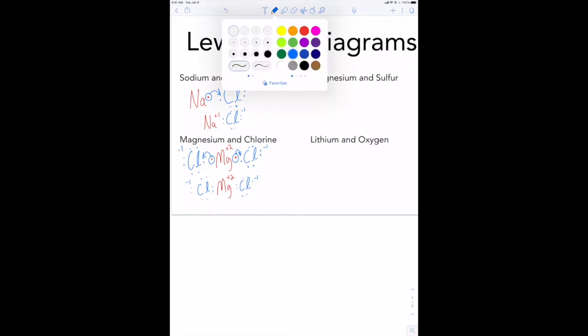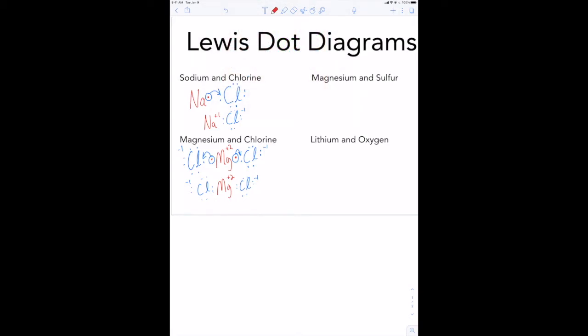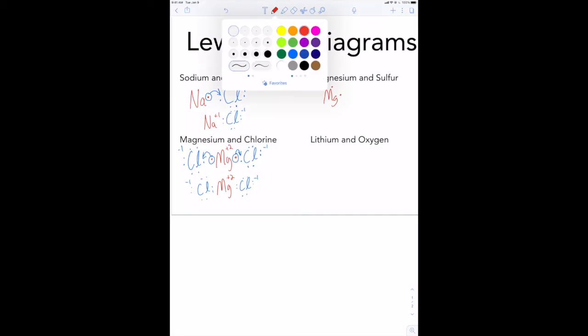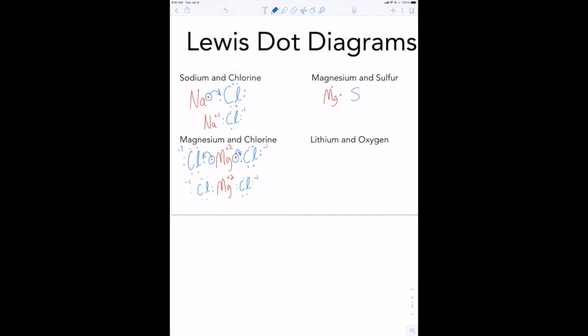All right, so let's draw our magnesium and sulfur Lewis dot diagram. Magnesium has 1, 2 valence electrons, and sulfur has 1, 2, 3, 4, 5, 6 valence electrons. What that means is that sulfur needs 2 more valence electrons to complete its octet, and magnesium wants to get rid of 2. So hey, match made in heaven.